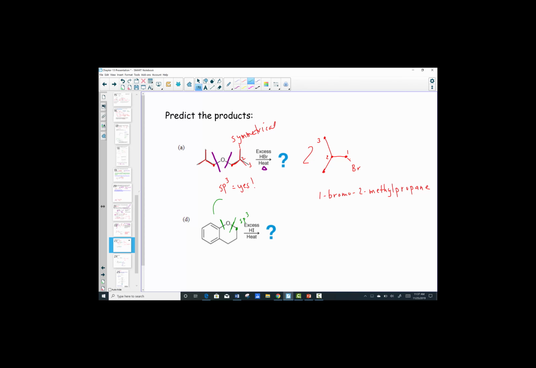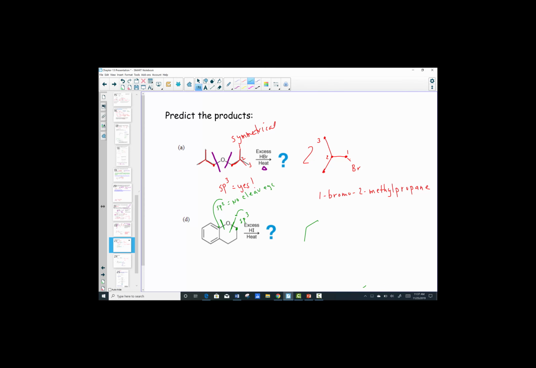But here I notice this is an sp2 carbon, so no cleavage, no bond breaking, if you will, because of that sp2 hybridization. So even though there's excess amounts, we will only be able to cleave 1 bond right here.